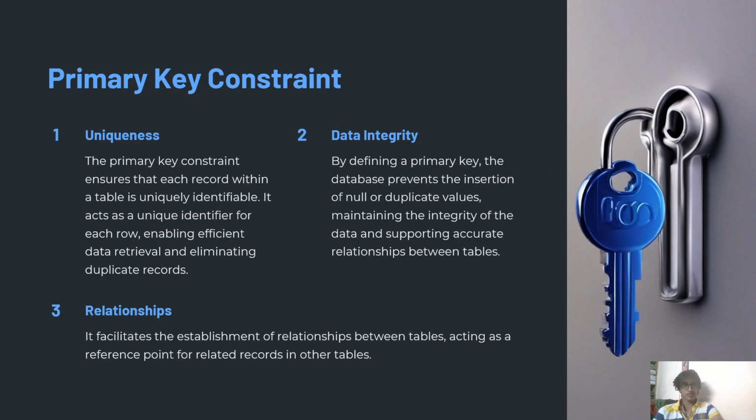like this is the more detailed explanation for this. Uniqueness: the primary key constraint ensures that each record within the table is uniquely identifiable. It acts as a unique identifier for each row, enabling efficient data retrieval and eliminating duplicate records. Data integrity: by defining a primary key, the database prevents the insertion of null or duplicate values, maintaining the integrity of the data and supporting accurate relationships between tables. Relationships: it facilitates the establishment of relationships between tables, acting as a reference point for related records in other tables.